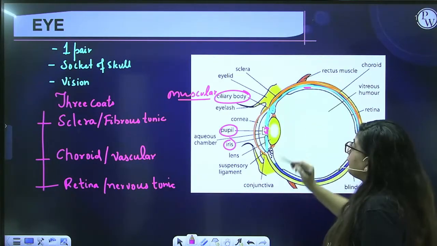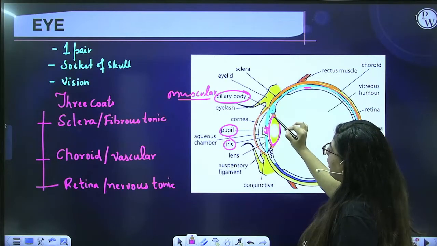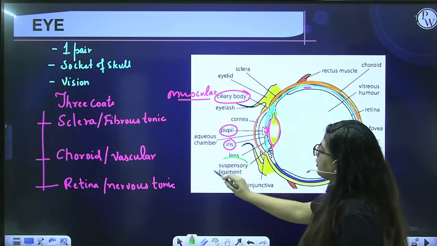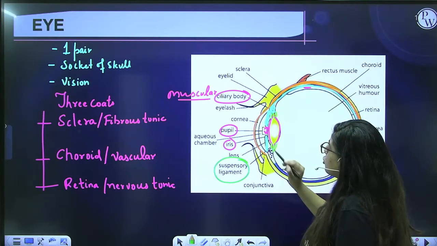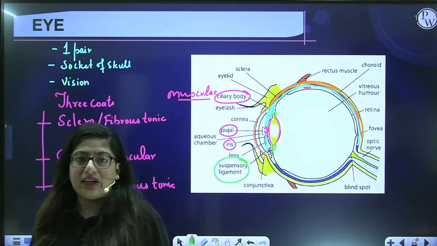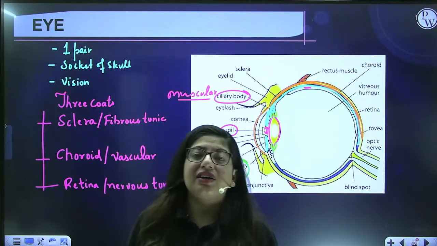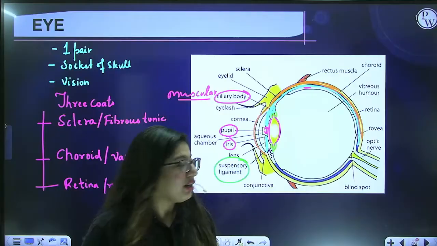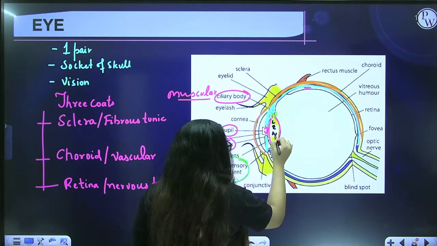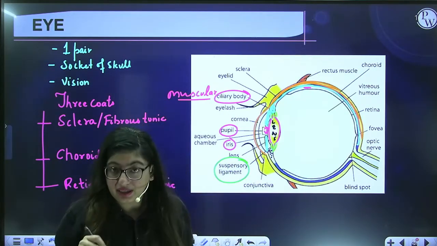Now, the ciliary body is attached to the lens. This structure is the lens, but it is attached through ligaments known as suspensory ligaments, present on both sides. Once the question was asked in NEET how the lens is attached with the ciliary body. It is attached with the help of the suspensory ligament. The lens, as you can see, is biconvex, and it is attached to the ciliary body with the help of the suspensory ligaments.